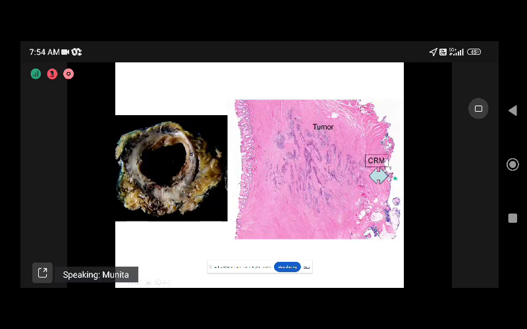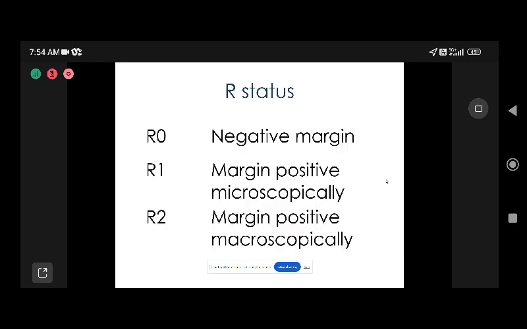And you can see what it looks like under the microscope, this is a tumor. And this surface, because of the ink, we can see under the microscope where the margin is. And the distance of the deepest extent of the tumor to the CRM is reported as the tumor distance. And the resection margin status, these are the terms which are used. R0 for a negative margin. We call it R1 if the margin is positive on microscopy, and R2 if the margin is grossly positive.